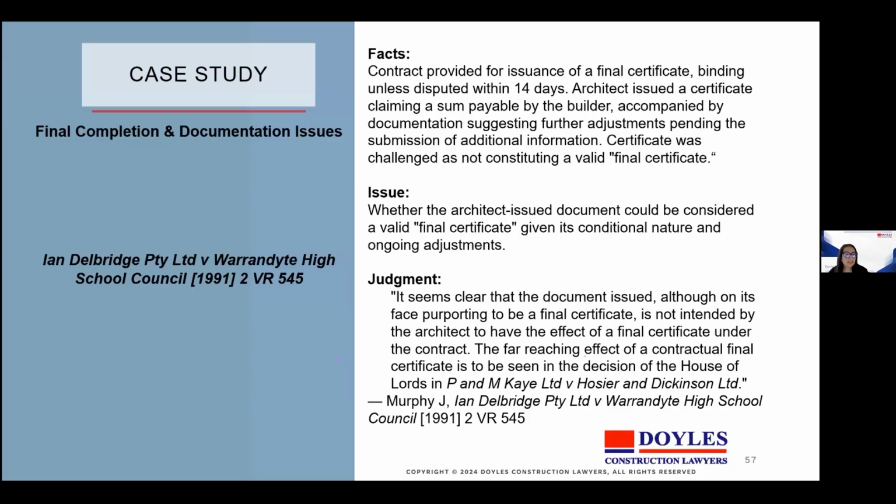The case is Ian Delbridge Proprietary Limited versus Warrandyte High School, Victorian Reports. This case involves a conditional final certificate as undermining certainty and finality. It involved a contract that provided for the issuance of a final certificate, binding unless disputed within 14 days. The architect issued a certificate claiming a sum payable by the builder, accompanied by documents suggesting further adjustments pending the submission of additional information. The certificate was challenged as not constituting a valid final certificate.